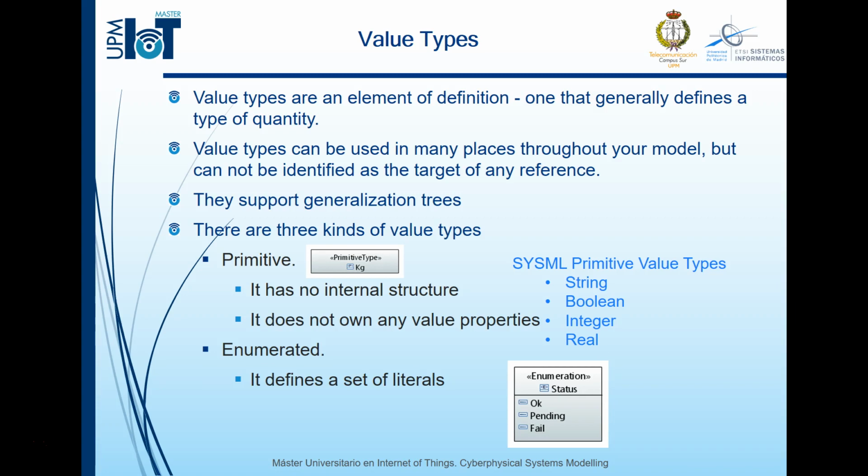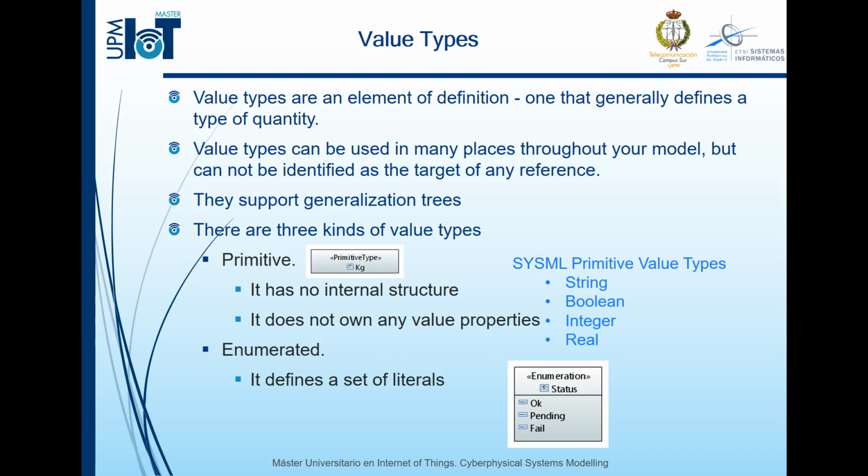The second kind of value type is enumerated. An enumeration is a list of literals. If you remember in one of the previous slides, we said a status could be an enumeration: on, off, false. So we can define this specific enumeration for this value type. That means this specific property belongs to this type.